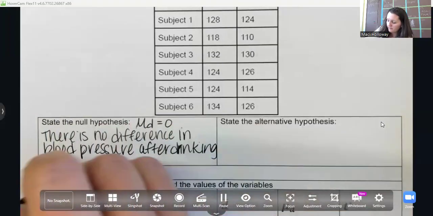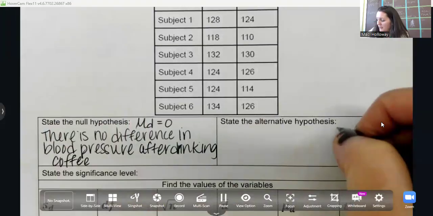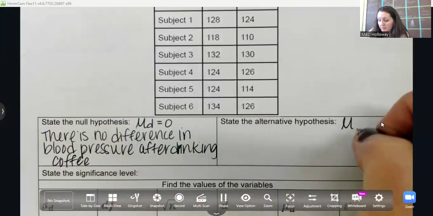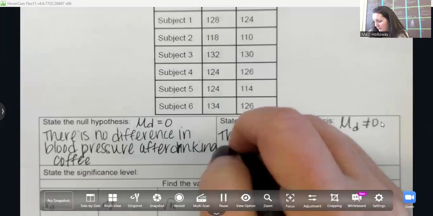There's supposed to be an R there. All right, and then our alternative hypothesis is that the mean difference does not equal 0. So that means that there is a difference in blood pressure after drinking coffee.